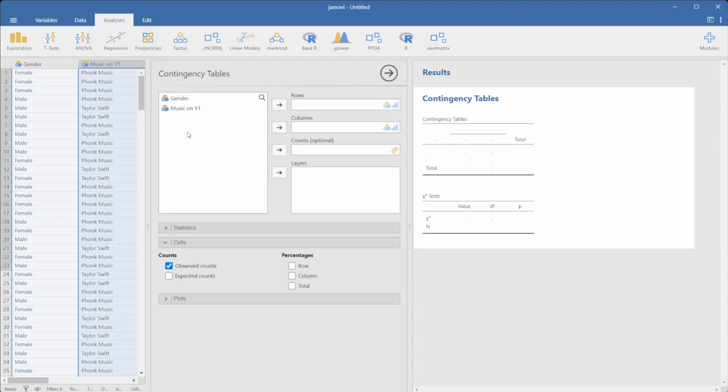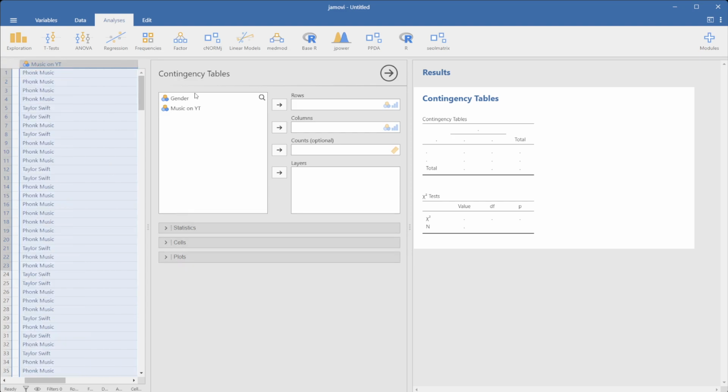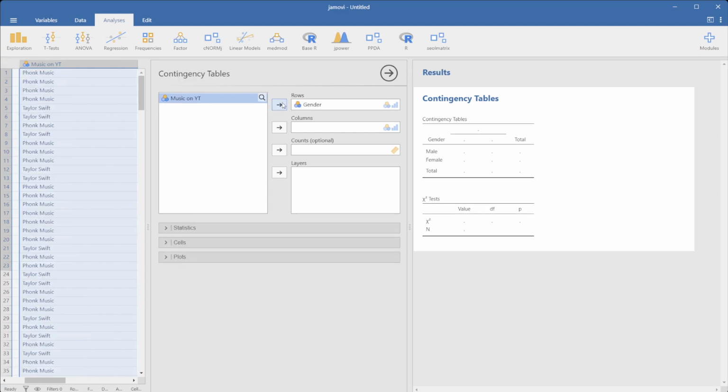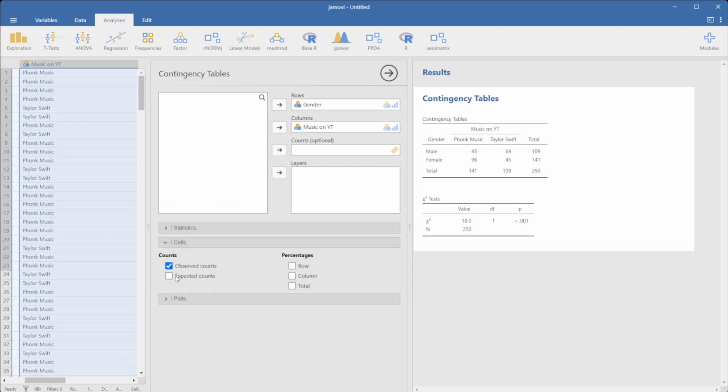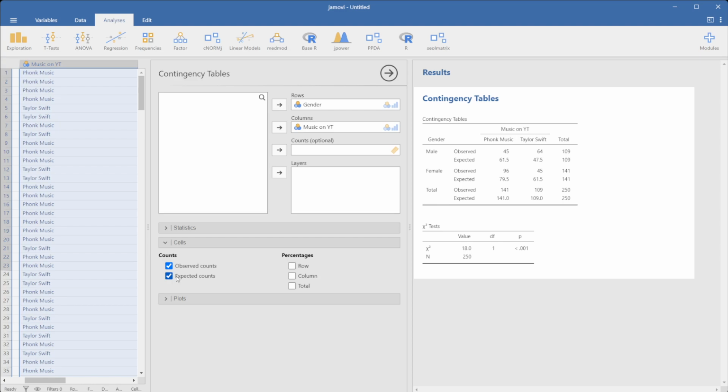So we click on it, and most of the time we will not really care what we have in our rows and what we have on our columns. It's just important for us to make sure that we understand where is what. And then what we want to do is to have also the expected counts, because if you remember, we want our observed counts, meaning the numbers that we actually observed in our data sets, to be far away from the expected counts, meaning the counts that we should expect in case of no relationship between the two variables.